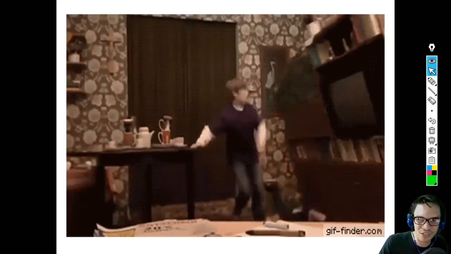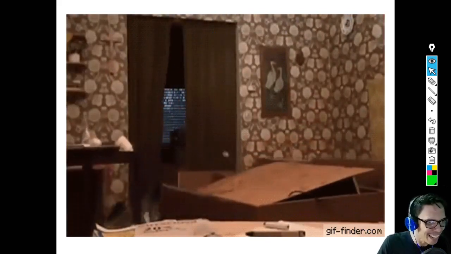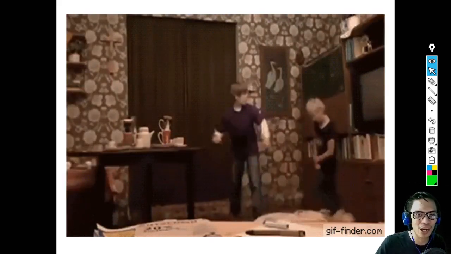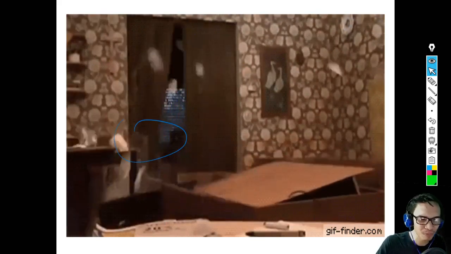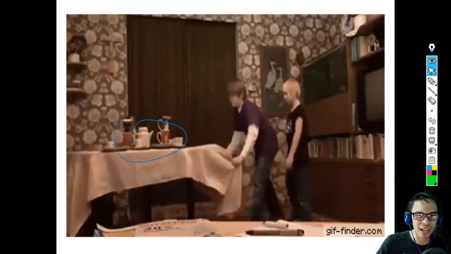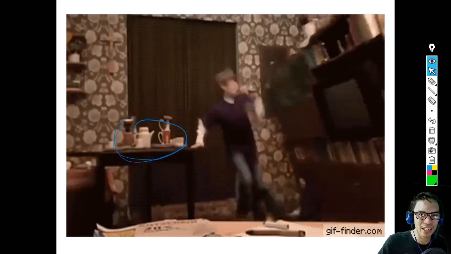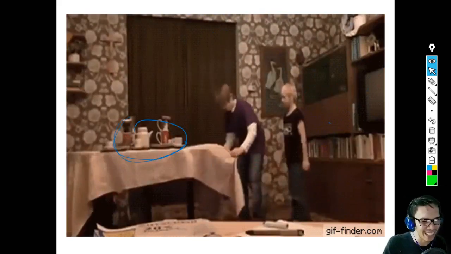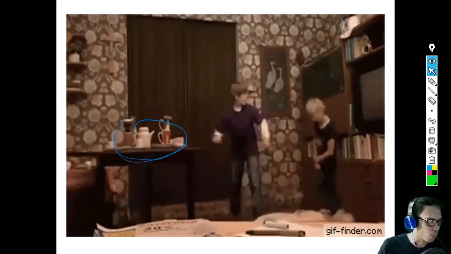In this particular video, although it is a hilarious one, this is the trick where you can remove the tablecloth without affecting the utensils and other dining materials on top of the table, except this guy over here. So that is the first law of motion.